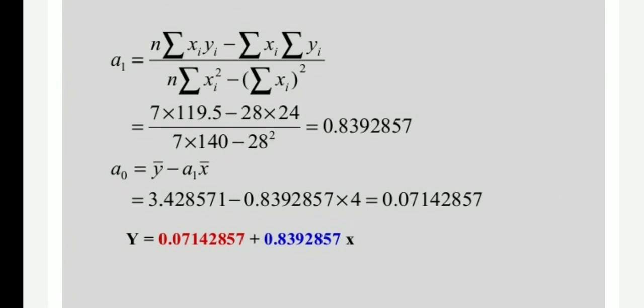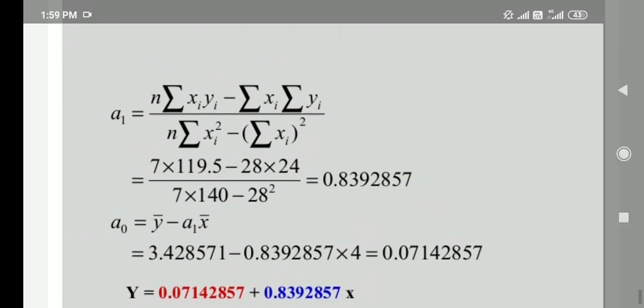Now a0 equal to y bar minus a1 x bar. y bar is 3.4285, and a1 is already calculated here, 0.8392857, into x bar, which is 4. So y equal to a plus bx can be written in this form: 0.07142 plus 0.839285x. This is the procedure of calculating the regression equation.